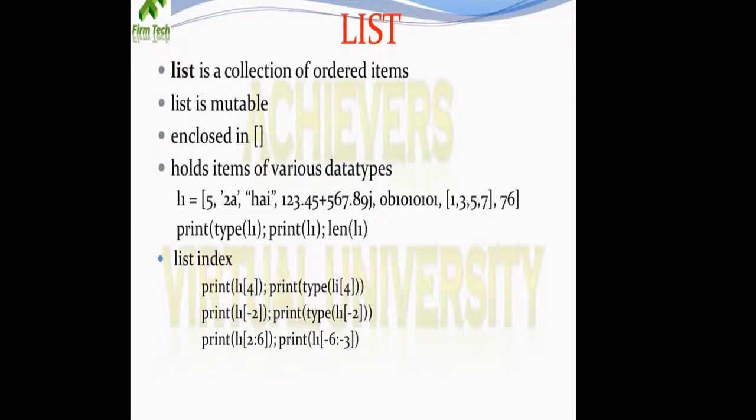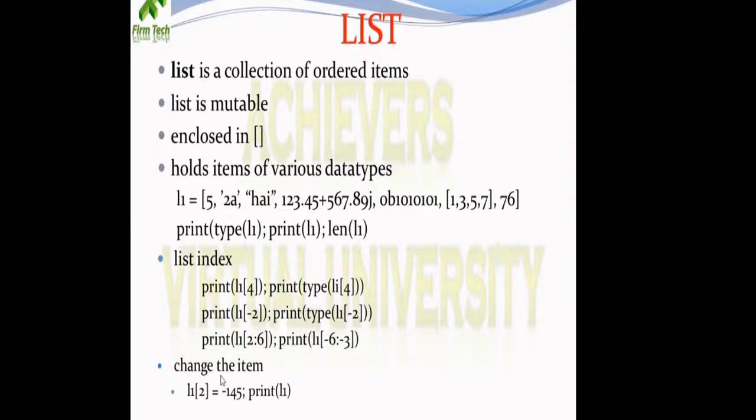A range of values can also be extracted from a list. Print of L1 with range 2 colon 6. So starting from index number 2 till 6 minus 1, that is, till the element at the fifth index, will be displayed. That is, 0, 1, 2: high will be displayed; 3, this complex number will be displayed; 4 and 5, up to this list 1357 will be displayed as the output. And you can extract these values by using negative indexing also.